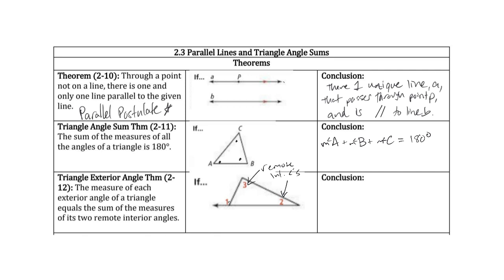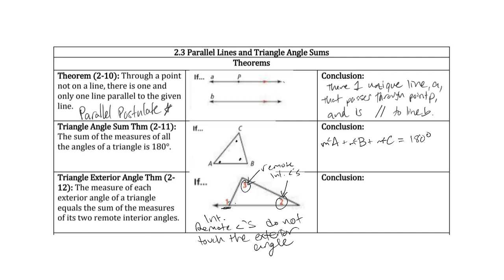So these two, 3 and 2. See how they are not touching angle 1? Therefore, they're remote. So remote interior angles do not touch the exterior angle. The two angles inside the triangle not touching 1.